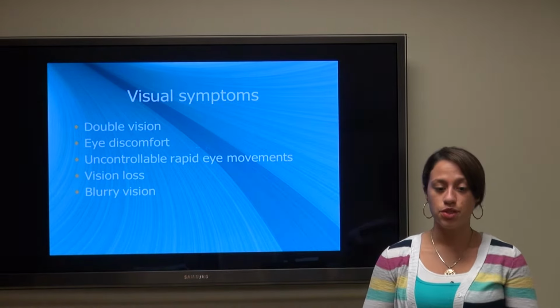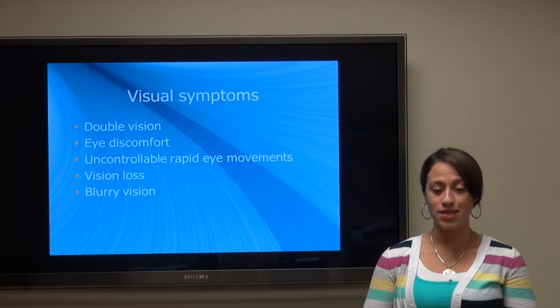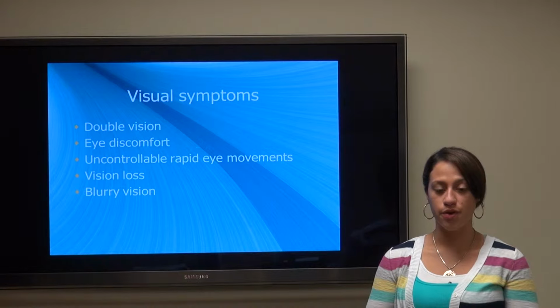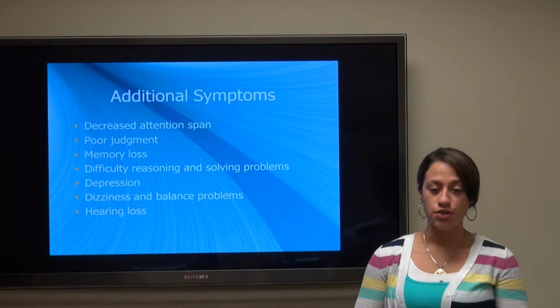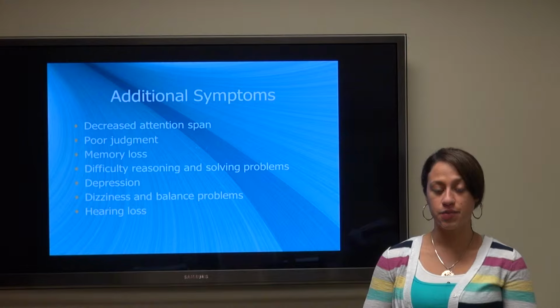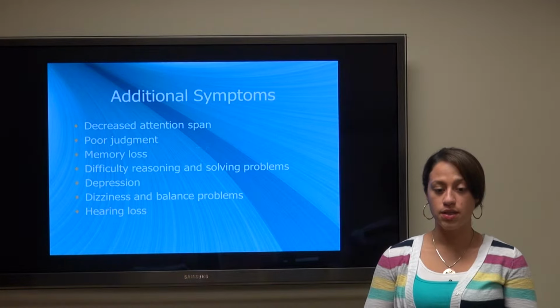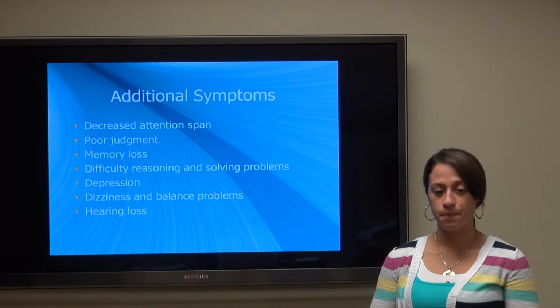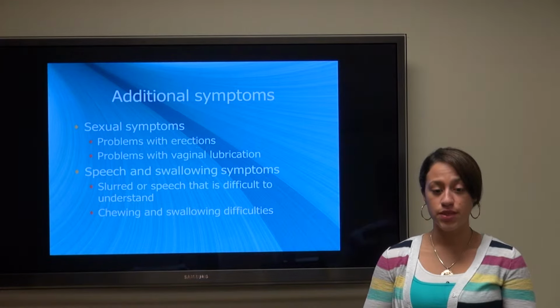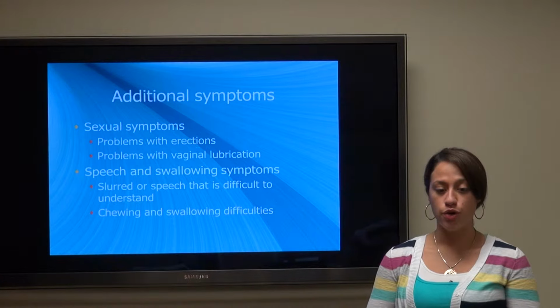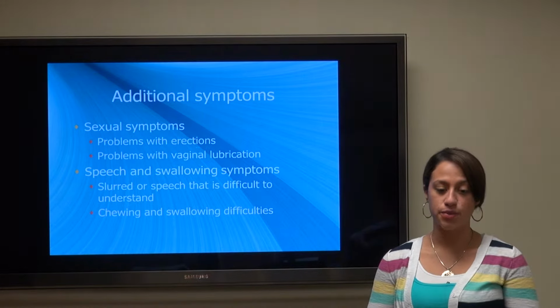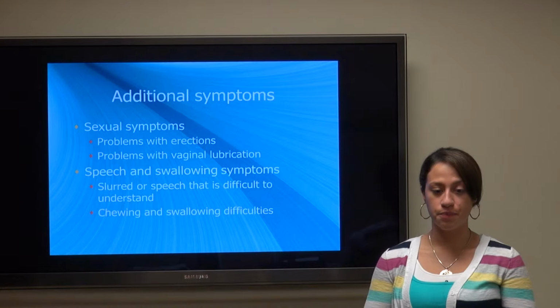Some visual symptoms do include double vision, some eye discomfort, uncontrollable rapid eye movements, vision loss, and sometimes blurry vision. Some additional symptoms can include decreased attention span, poor judgment, memory loss, difficulty reasoning or problem solving, depression, dizziness and balance problems, and also hearing loss. There are also some sexual symptoms as well as speech and swallow difficulties. Sometimes speech is slurred or difficult to understand, and sometimes patients may have chewing or swallowing difficulties.